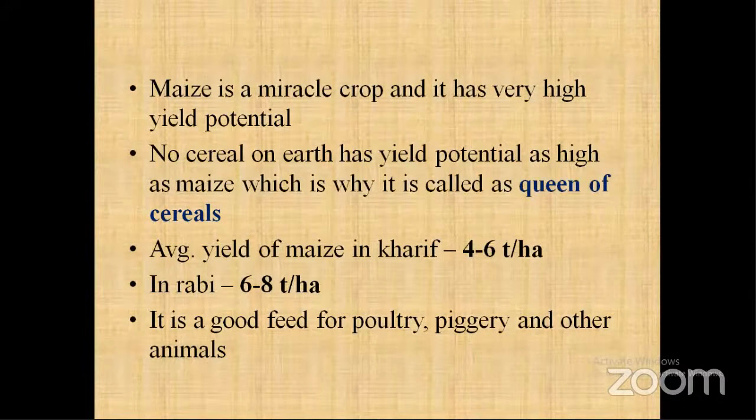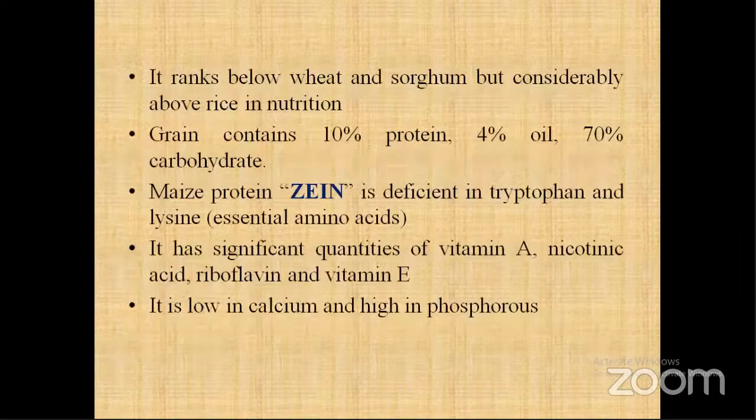Maize grain is a good feed for poultry, piggery and other animals also. In nutrition, maize ranks below wheat and sorghum, but considerably above rice. So among these cereals, wheat is high in nutrition, followed by sorghum, followed by maize, and the last one is rice. Maize grain contains 10% protein, 4% oil, and 70% carbohydrate.